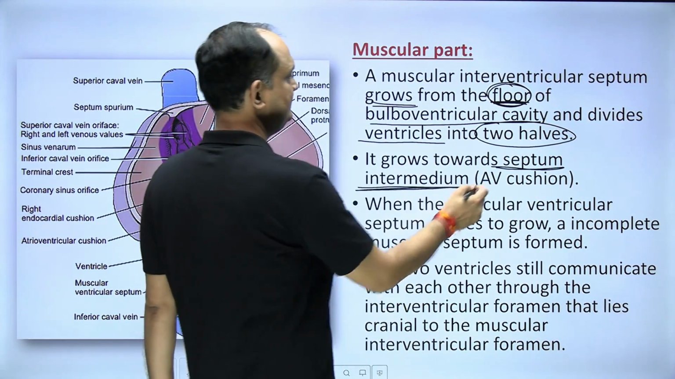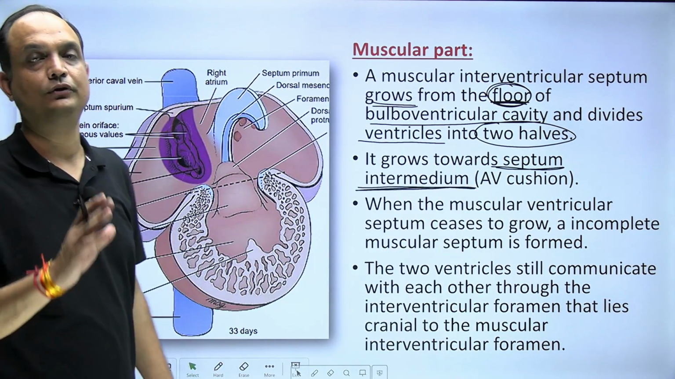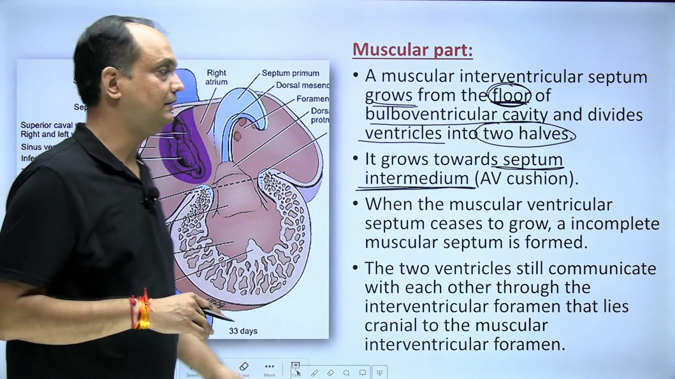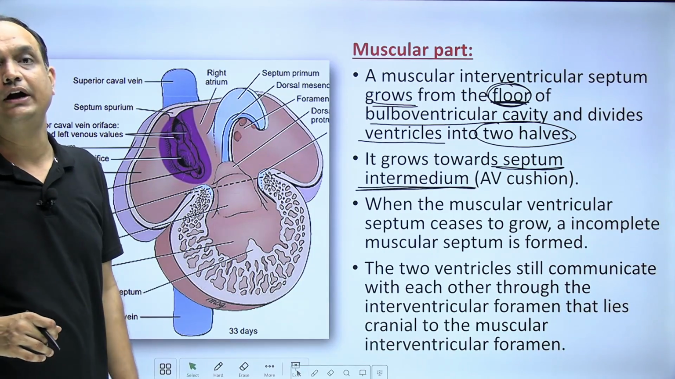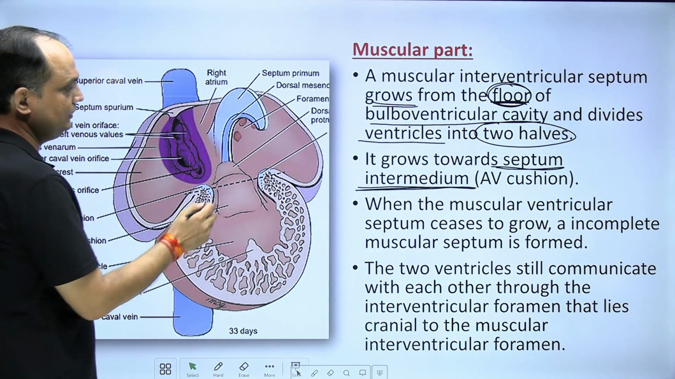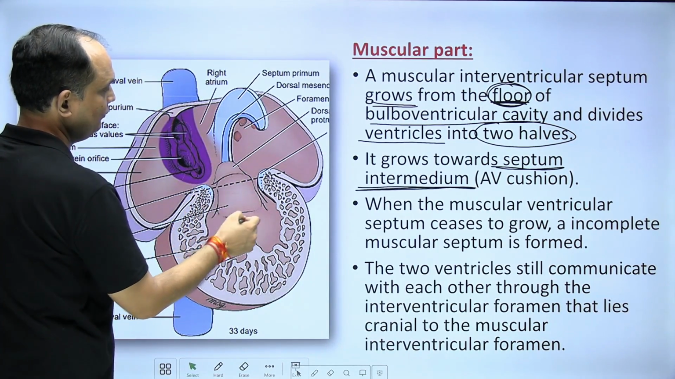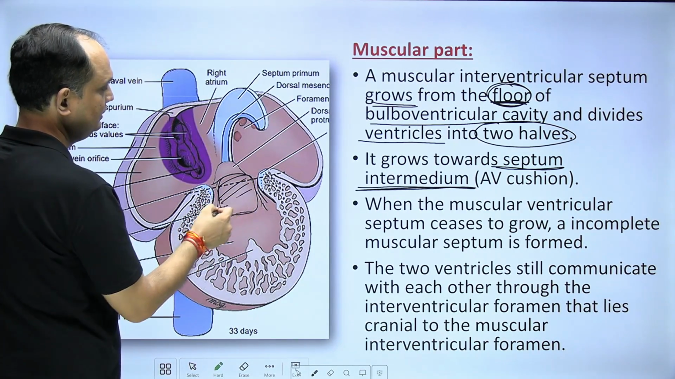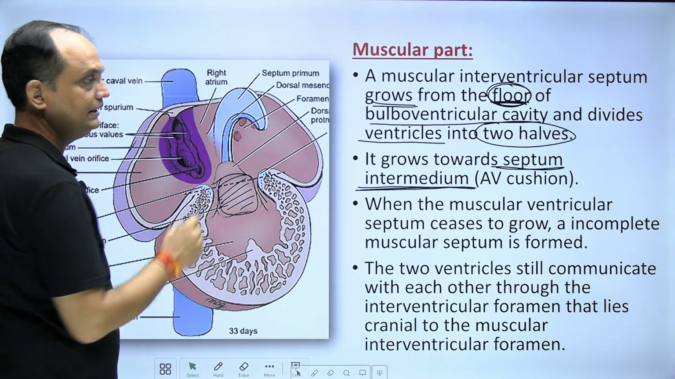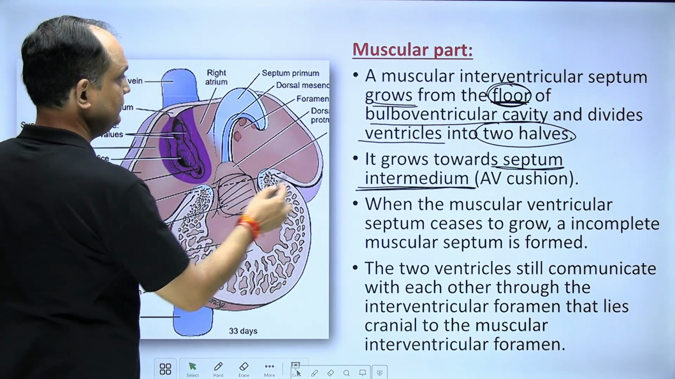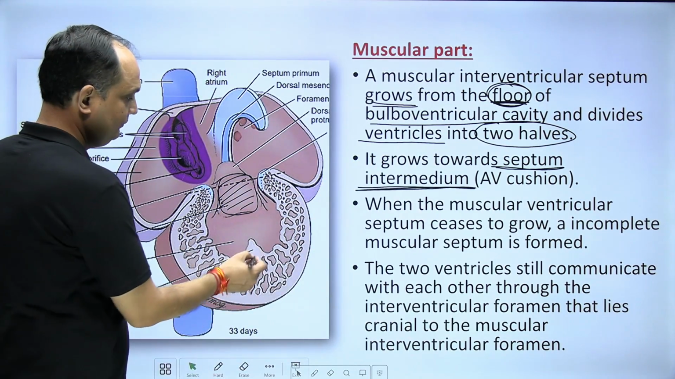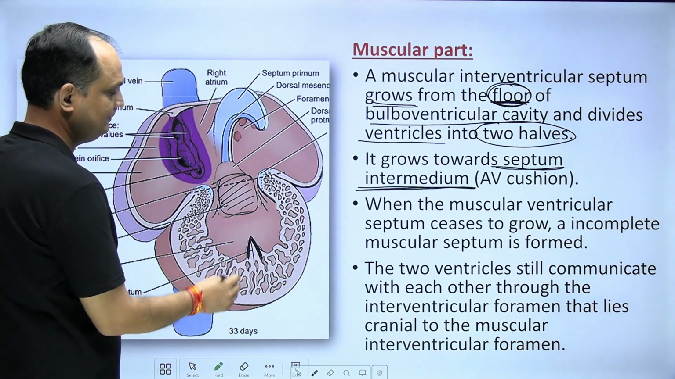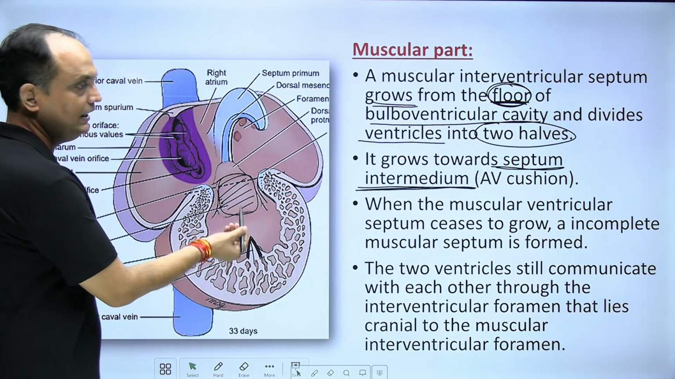My dear students, once the muscular interventricular septum arises from the floor, it grows towards the septum intermedium. Now what is the septum intermedium? In my class on the formation of the interatrial septum, I also explained this septum intermedium, which is also known as the atrioventricular cushion. In this diagram you can see your atrioventricular canal. In this canal there is first an appearance of the atrioventricular cushion, and this cushion divides the canal into right and left halves. This cushion is also known as the septum intermedium, and from the floor there is an appearance of this muscular part of the interventricular septum, which is growing towards the AV cushion.